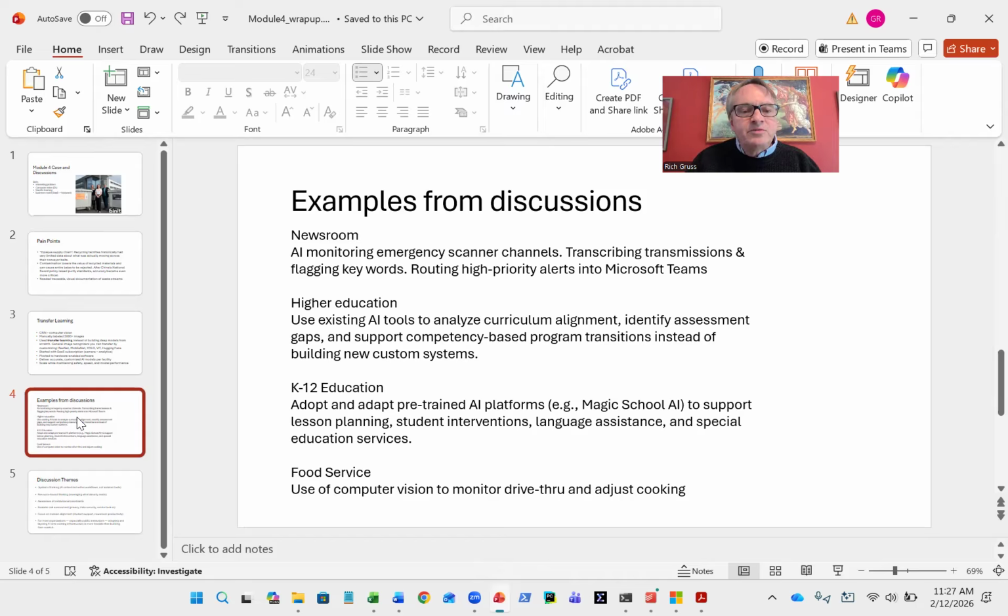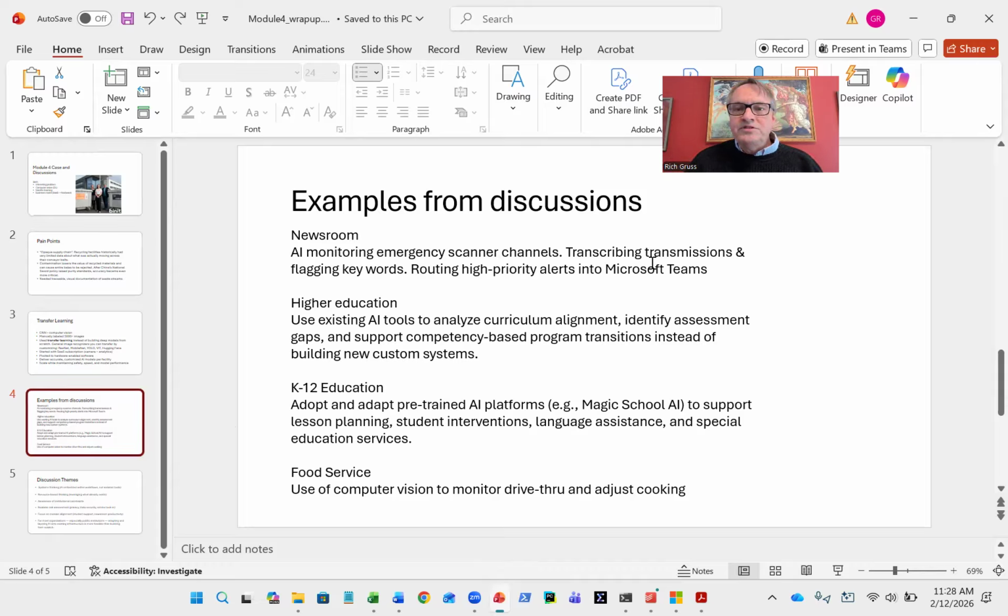There's also an idea for K-12 education where the need was for lesson planning, student interventions, language assistance and special ed services. The idea there was to take pre-trained AI programs, these general purpose base models made for schools in general, and then adopt them into the school, with the idea that sometime down the road there might be a way to use that transfer learning to build in something more specific for the school.